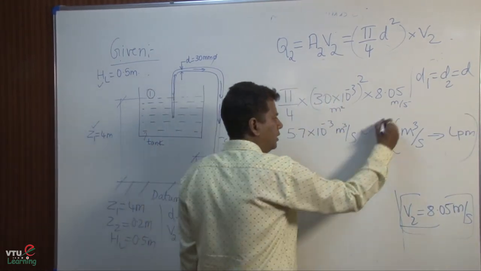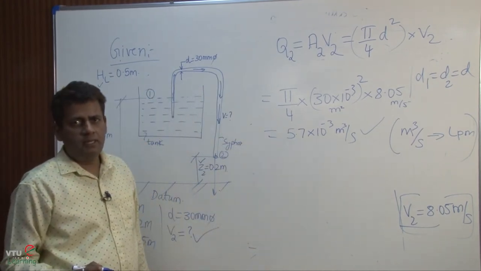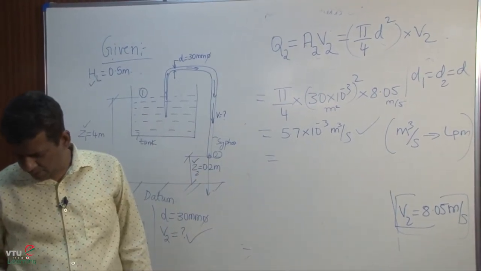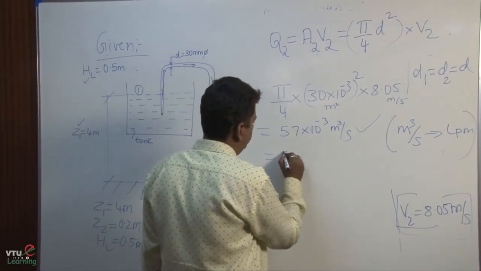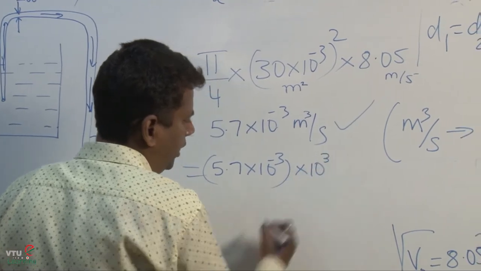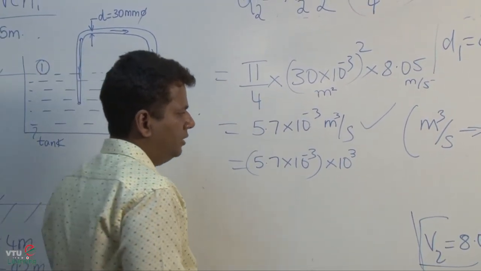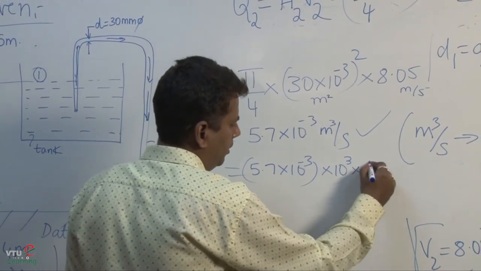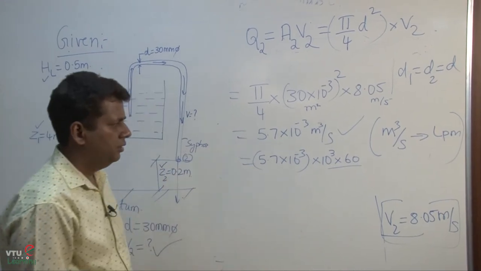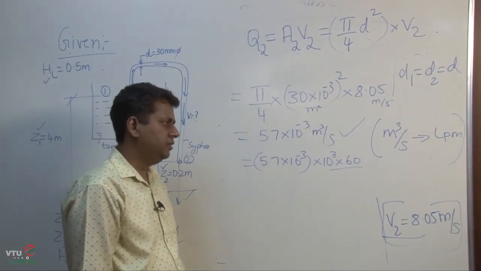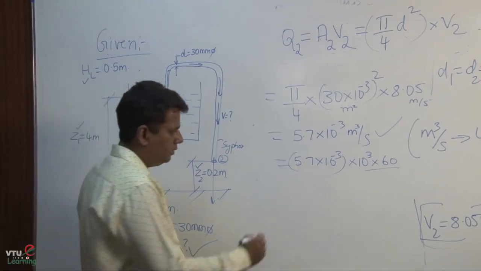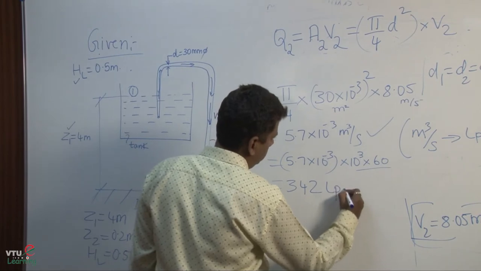So this quantity which we require is in liters per minute. To get liters per minute, we have to multiply this value, 5.7 into 10 to the power of minus 3, by 10 to the power of 3, because 1 liter is equal to 1000 cc, and multiplied by 60, because one minute is equal to 60 seconds. So you will get the final answer, 342 liters per minute.